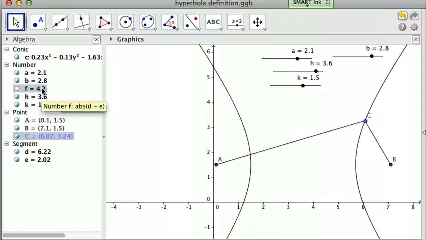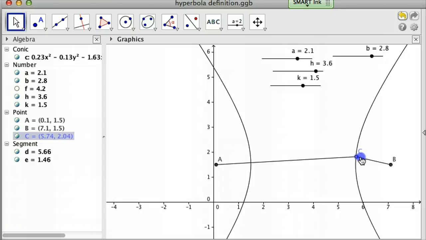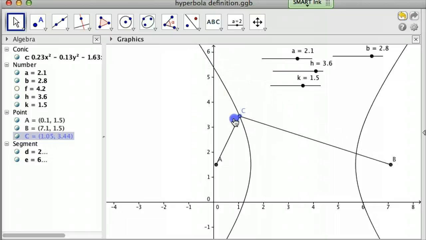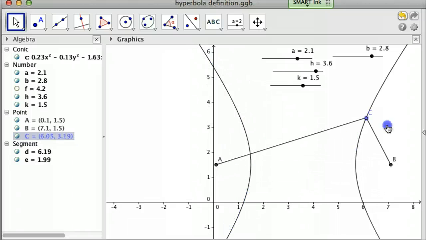And you can kind of see that. It says number F is the absolute value of D minus E. So you ignore everything else in here for now and just concentrate on F, D, and E. So I'm subtracting those D and E, and notice it is always 4.2 no matter where I'm at. Now I'll shift C to the other side, and it's 4.2 no matter what.